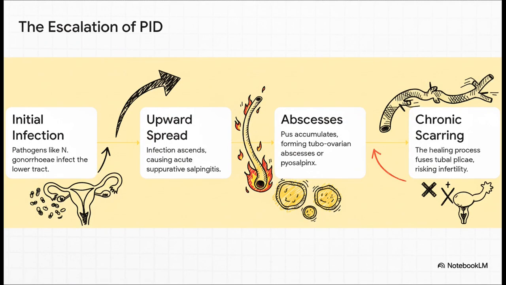So how does this happen? Well, it begins with an infection down below, say gonorrhea or chlamydia. Then these bugs don't stay put. They ascend. They climb up into the fallopian tubes, causing a nasty inflammation called acute suppurative salpingitis. This can lead to pus accumulation. You get abscesses. But here's the real problem. Even when it heals, it leaves behind scars. And these scars can block the tubes completely, leading to infertility or a life-threatening ectopic pregnancy.